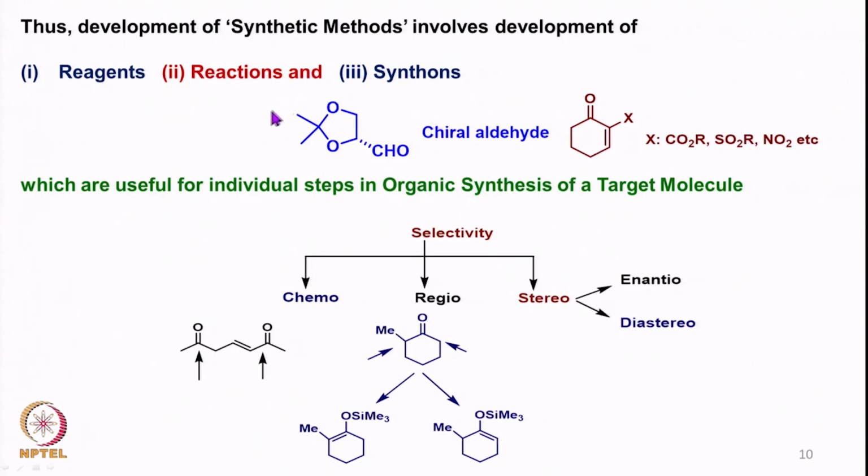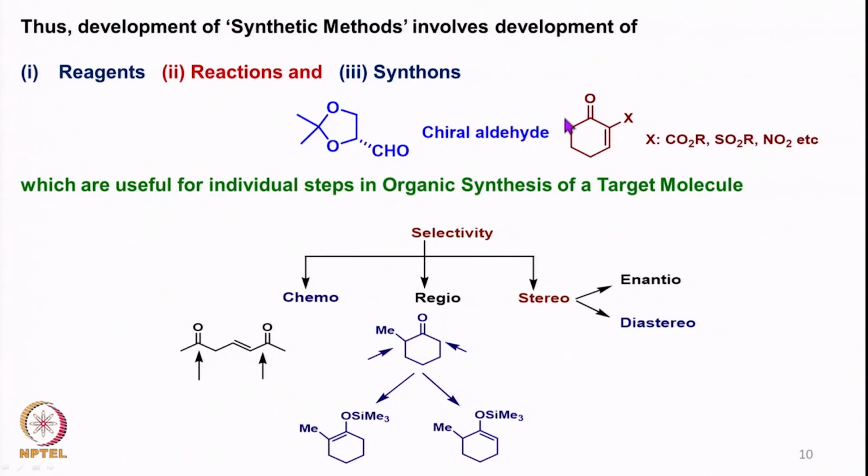Say for example, if we start with a molecule like this, which can be easily prepared from say D-mannitol or maybe from many other sources, it is a chiral aldehyde, an optically pure aldehyde. It is a 1,2 protected diol having an aldehyde moiety at this particular position. So one can start with this, it is a synthetic intermediate and can be converted to the target molecule.